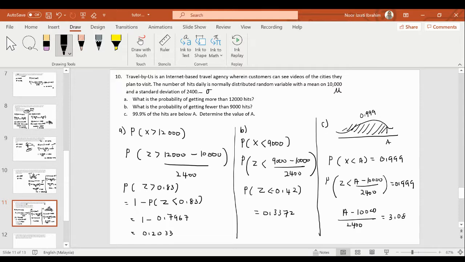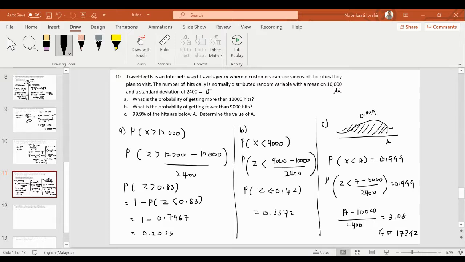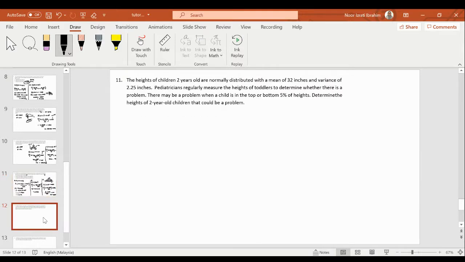And this will give us A equals approximately 17392, because from the table 0.999 there are a few values of Z there. So you can take either one, and the value will most likely be the same, just slightly different.